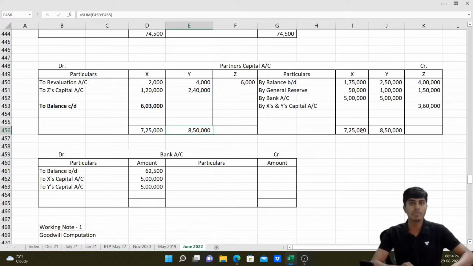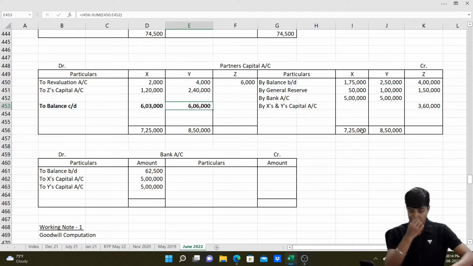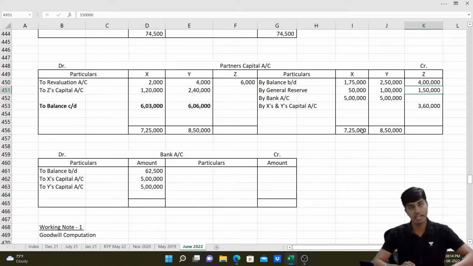I'll write it on the debit side, 8 lakh 50. We have 2 lakh 44,000 here. 8 lakh 50 minus 2 lakh 44,000 is 6 lakh 6,000, the balance of Y's capital, which is carried down to the subsequent year. And when you come to Z's capital account, Z has a credit total of 4 lakh plus 1 lakh 50, 5 lakh 50, plus 3 lakh 60, 5 lakh 50 plus 3 lakh 60 is 9 lakh 10,000. Correct? And that 9 lakh 10,000 I'll write here.